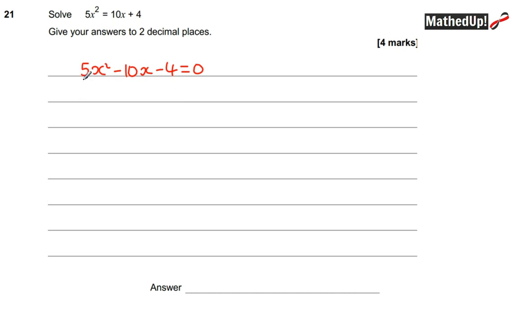I'm then going to write down what the values of a, b and c are going to be, so that I can use my quadratic formula, which I'll write down over here first. X is equal to negative b plus or minus the square root of b squared minus 4ac all over 2a. Okay, so a is going to be equal to 5, b is going to be equal to negative 10, and c is going to be equal to negative 4.